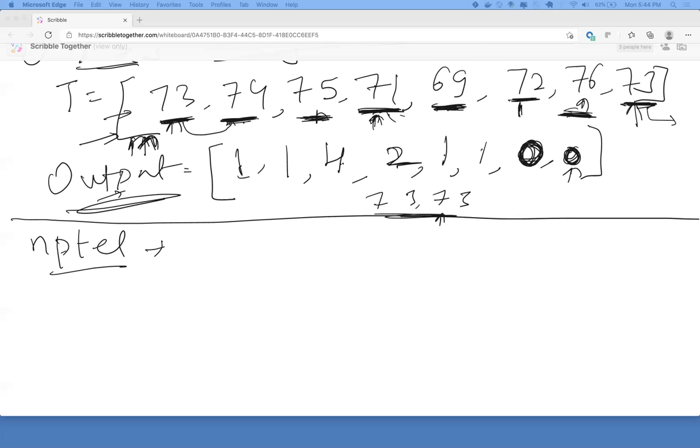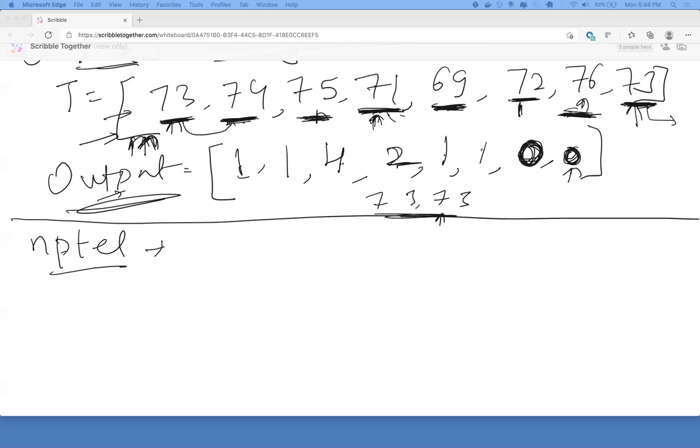So if you see 73, the last element, it doesn't have any other days after it, right? So it is 0. Yeah, that's why 0. And 76, but then why not 76? You're not returning the warmest day.